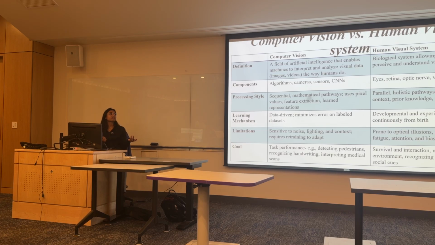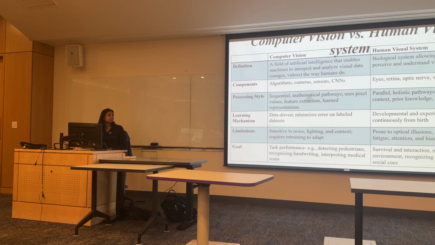Whereas we have, for example, the eyes and different pathways in the brain, computer vision uses algorithms, cameras, sensors, and CNNs. For processing style, we have parallel processing and holistic pathways. And our visual field is shaped by previously lived experiences, emotions, and bias, which help us perceive it. But computer vision uses sequential and mathematical pathways such as pixel values, feature extraction, and learned representations from different images that you might feed a model.